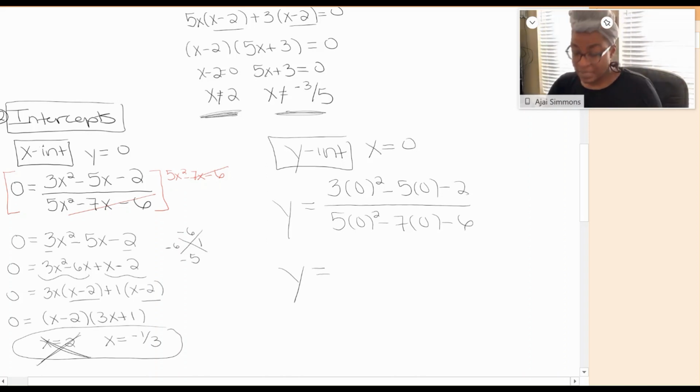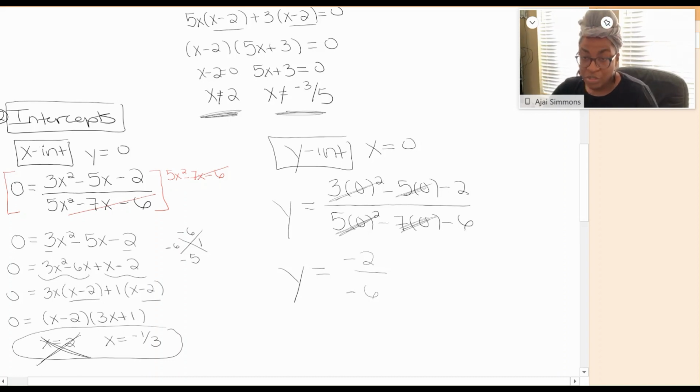So what happens here? If I simplify the top and simplify the bottom, this is going to go to 0. This is going to go to 0. All I have left at the top is negative 2. At the bottom, this is going to go to 0. This is going to go to 0. At the bottom, all I have left is negative 6.